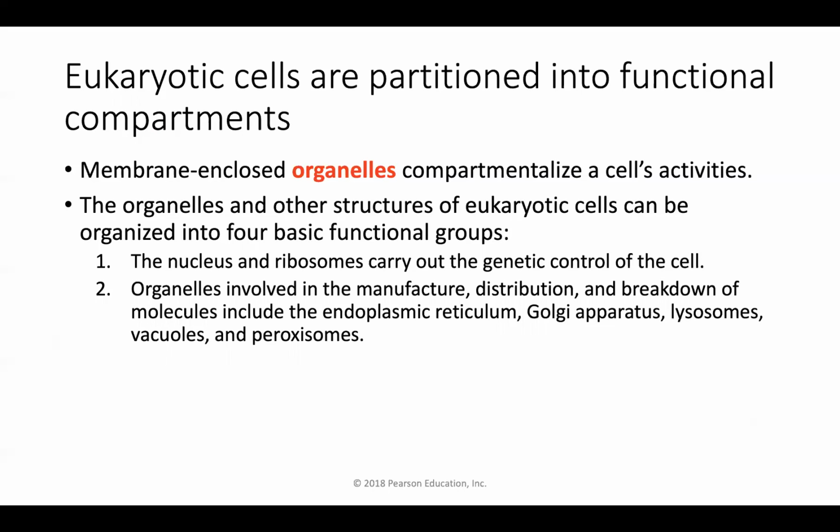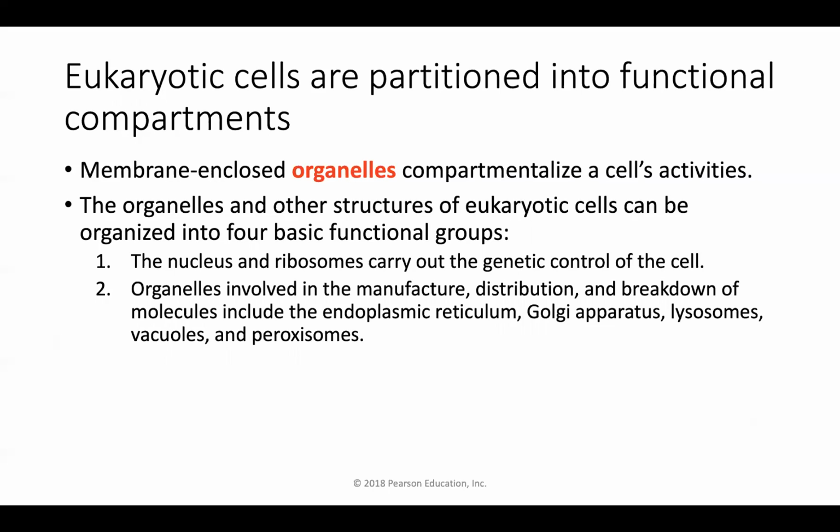The nucleus and ribosomes are going to be responsible for carrying out genetic control of the cell. The DNA is housed in the nucleus of the cell, and then transcription and translation. Transcription occurs in the nucleus, translation occurs out in the cytoplasm on the ribosomes in order for protein production to take place.